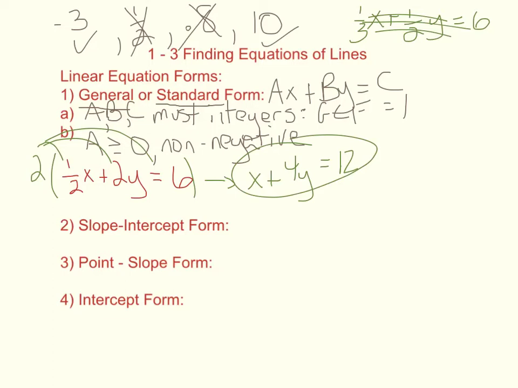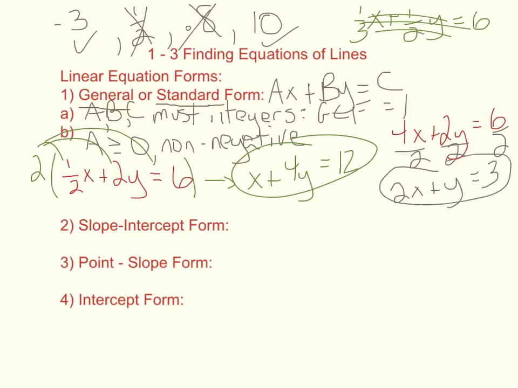Try this one. What about this line? 4x plus 2y equals 6. All right, check your conditions. A, B, and C must be integers: 4, 2, and 6. So that's good. GCF must equal 1. 4, 2, and 6. Is there anything bigger than 1 that goes into those numbers? And indeed there is. All these can be divided by 2. So, if you can divide by 2, then you should. Final answer: 2x plus y is equal to 3. Now that is in standard form, because all three conditions are met.